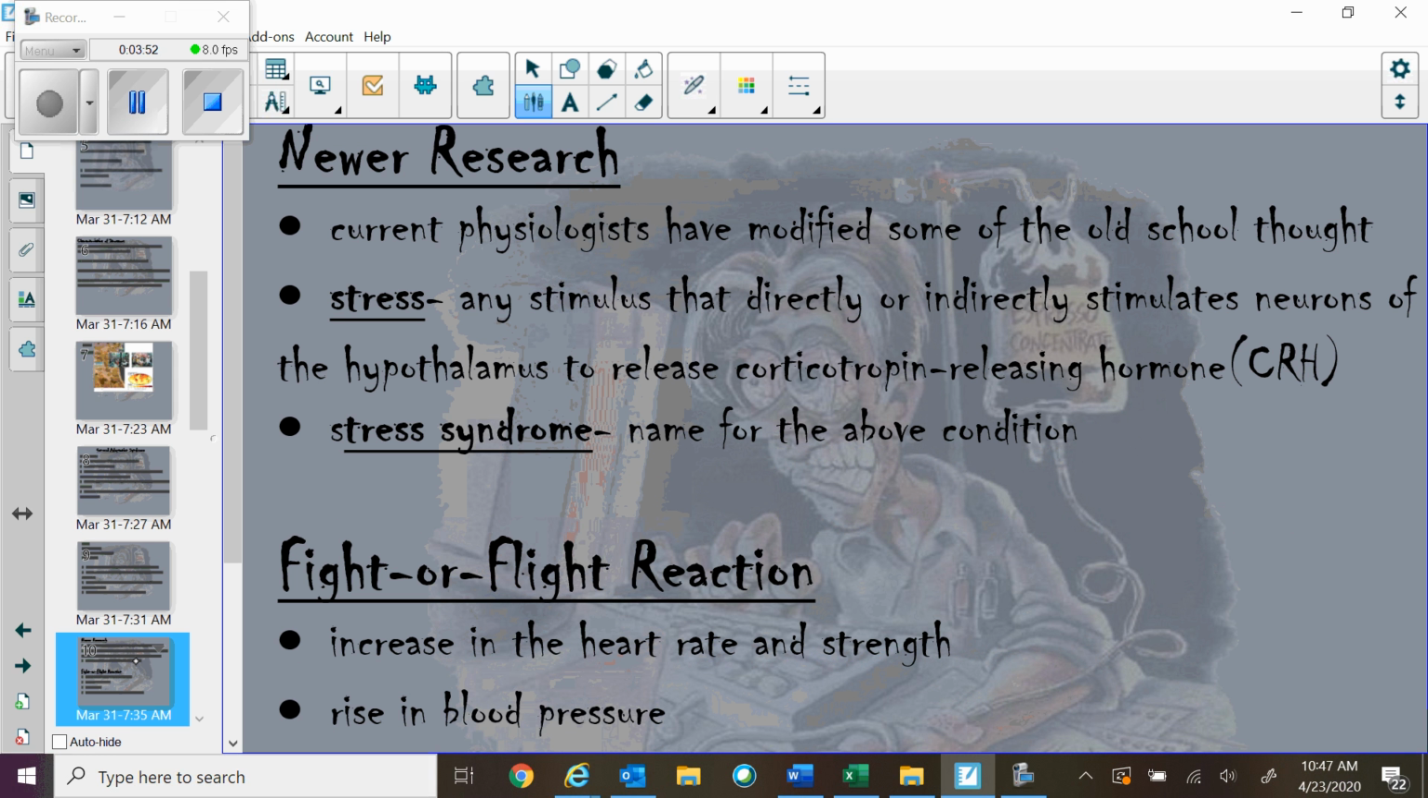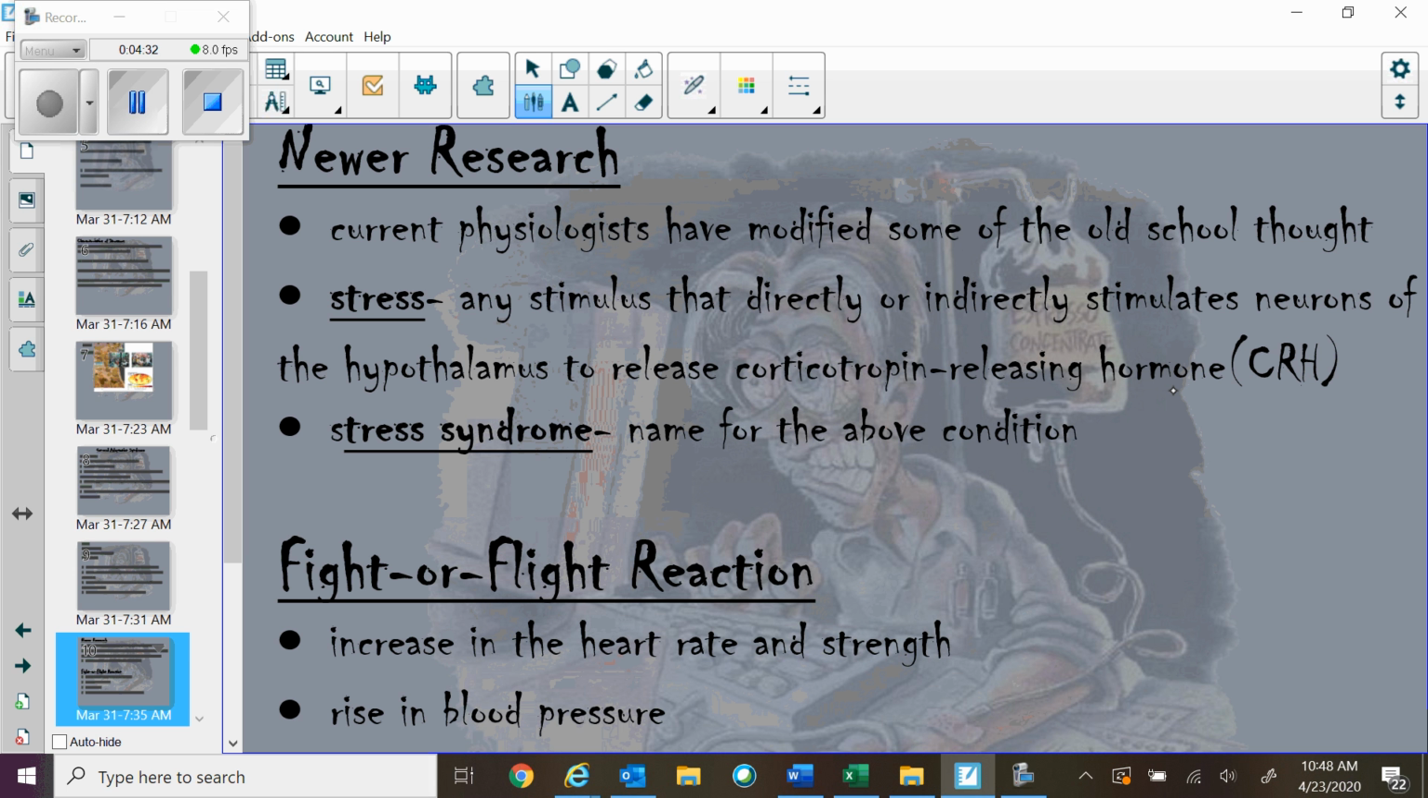Some of the newer research, and this book was published in 2017, 2018, so it's not much of a change here. Current physiologists have modified some of the old school thoughts. So we've redefined stress as the stimulus that either directly or indirectly might stimulate neurons of the hypothalamus to release corticotropin releasing hormone. Right? Cortisol is the stress hormone. You go to bed angry and you wake up not feeling great because you were angry, or if you're physically or emotionally stressed. Cortisol is one of those hormones. So we're trying to fight that.